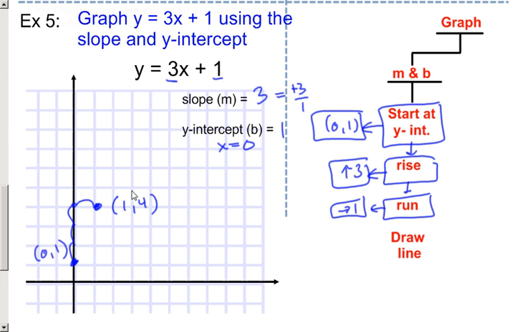Since I have 2 points, I can draw a straight line. So I just draw a line through those 2 points. And now I have my line. Nice, quick, easy way to graph a linear equation using the slope and y-intercept.